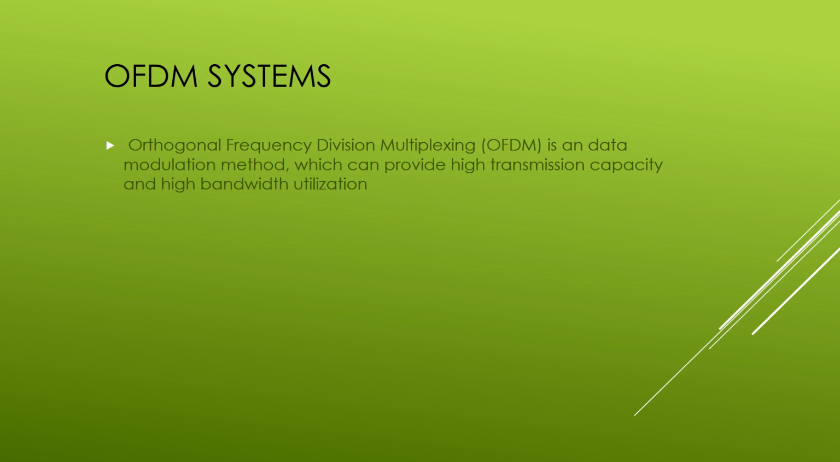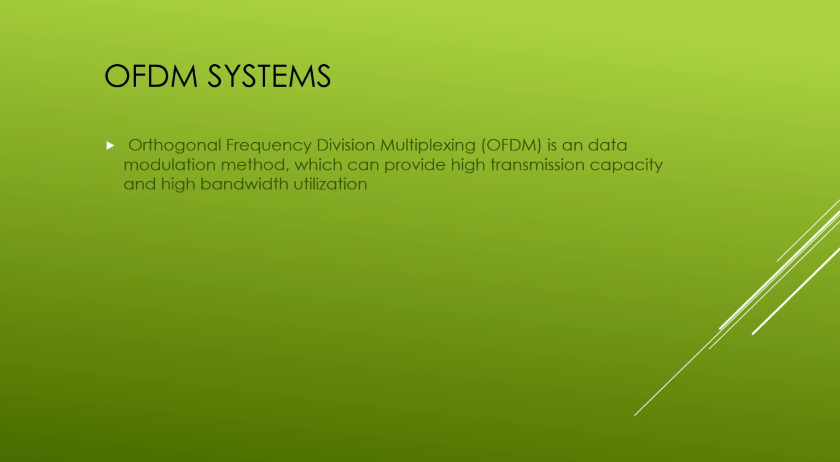The orthogonal frequency division multiplexing OFDM system is a data modulation method which can provide high transmission capacity and also high bandwidth utilization. And due to these properties, it is widely used in digital video broadcasting, digital audio broadcasting, and will also be a competitive solution in 4G wireless communication areas.